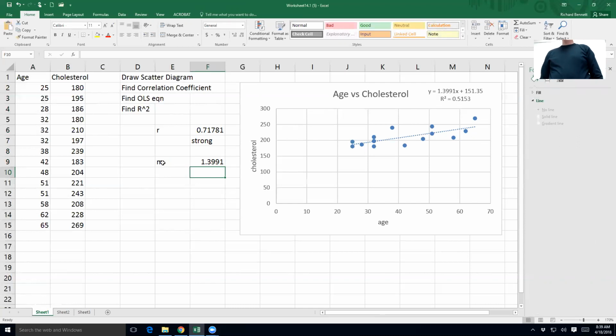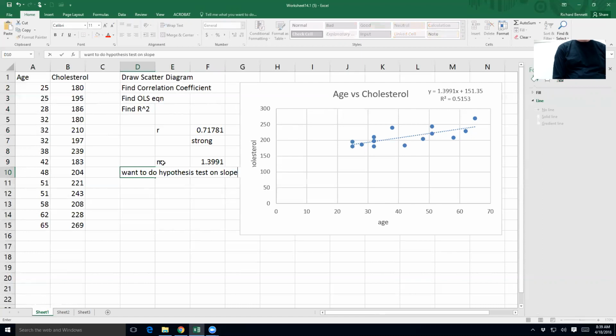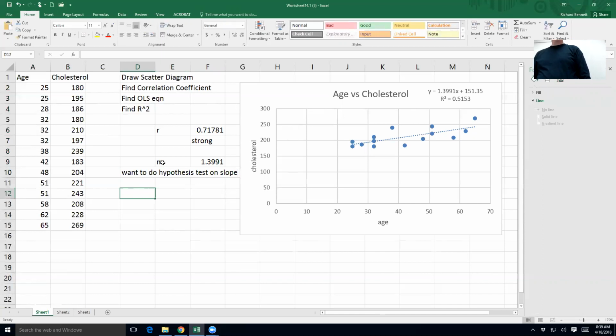But here's what we want to do. We want to do a hypothesis test on the slope. Okay? That's our goal today. Everything up to now has been a review. Okay? All right, so I'll give you the equations in a minute here, but let's go through our 7 steps. Okay? Step number 1 is this, categorical, quantitative, or regression.